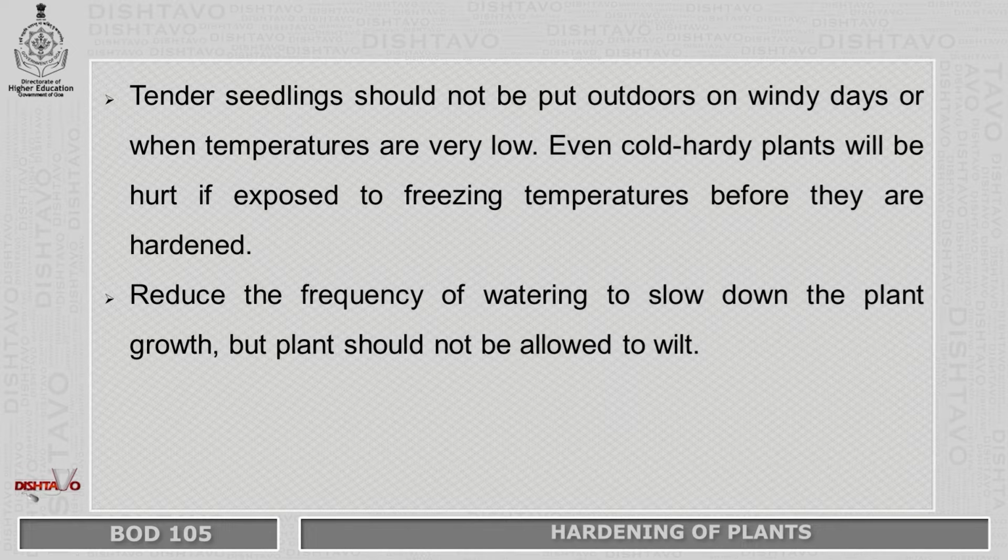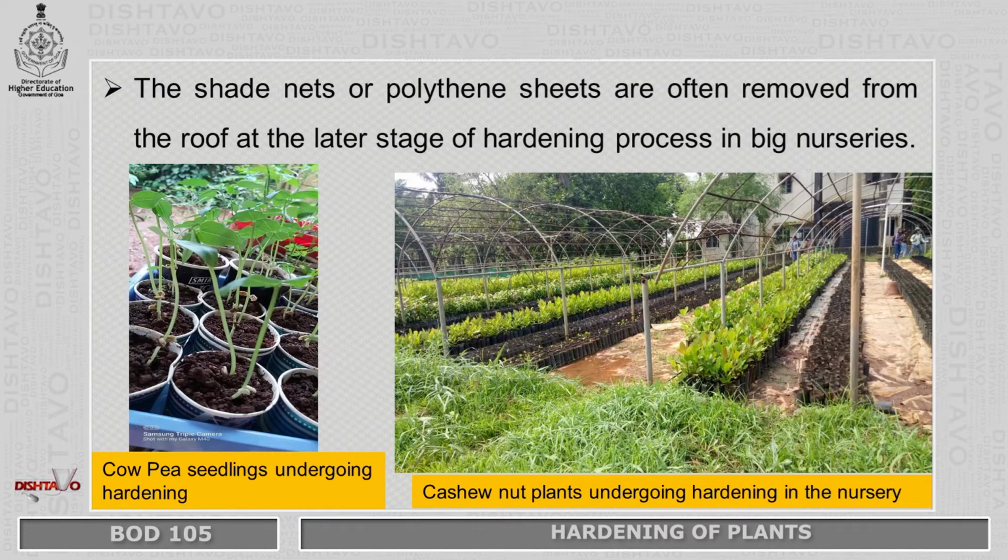Reduce the frequency of watering to slow down the plant growth, but check that plants should not be allowed to wilt. The shade nets or polythene sheets are often removed from the roof at the later stage of hardening process in big nurseries. In the first picture, you can see the cowpea seedlings undergoing hardening process. In the second picture, you can see the cashew nut plants undergoing late stage of hardening in the nursery.